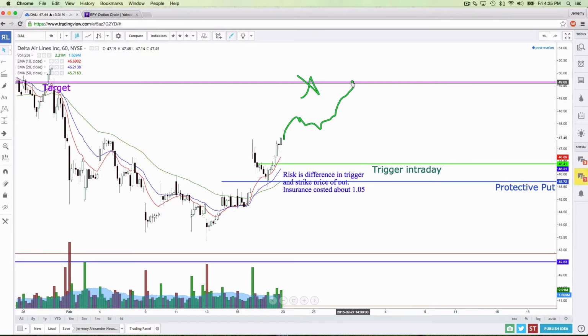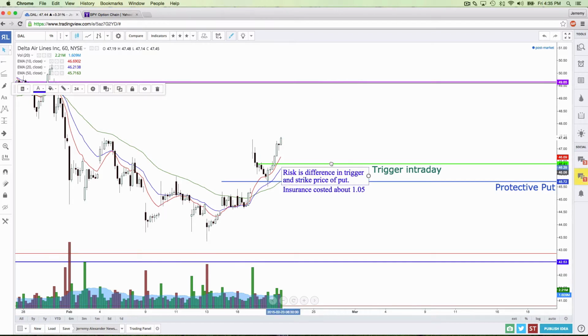Here's where adjusting the trade becomes fun. If you got into this particular trade and you bought the protective put at the trigger, then the stock starts going higher, you have an insurance position which costs you money. That's taking money out of your pocket. What can you do? Well, what you can do is come down below the strike price of the put you bought and sell a put.